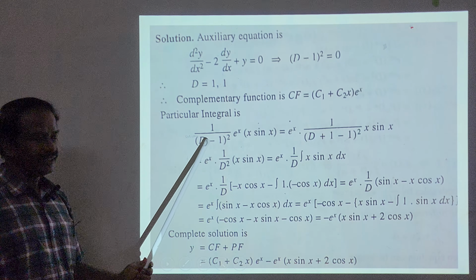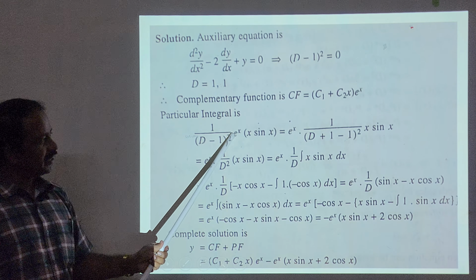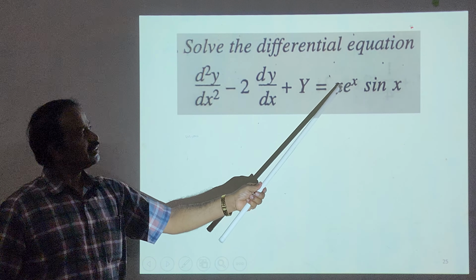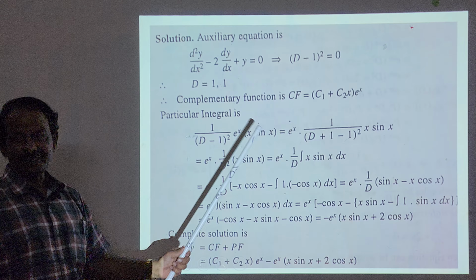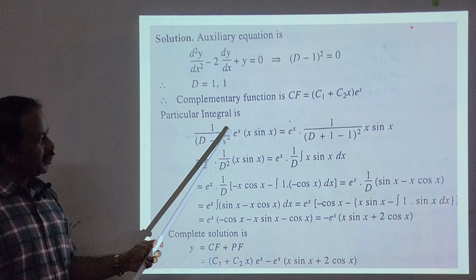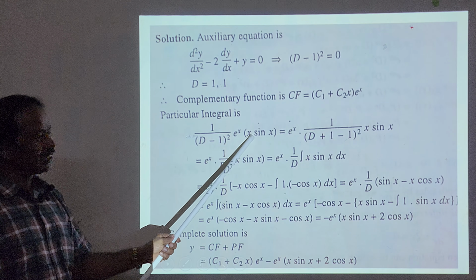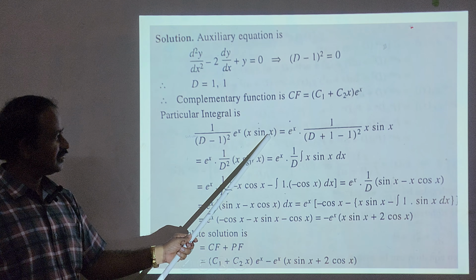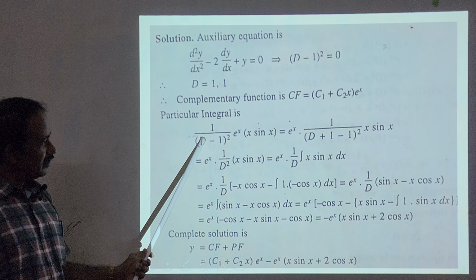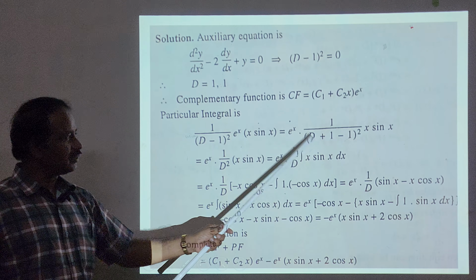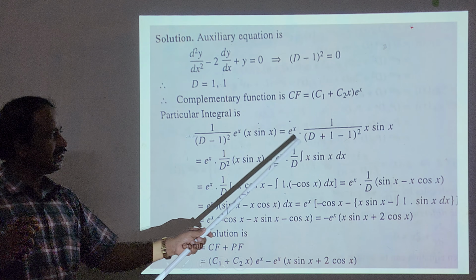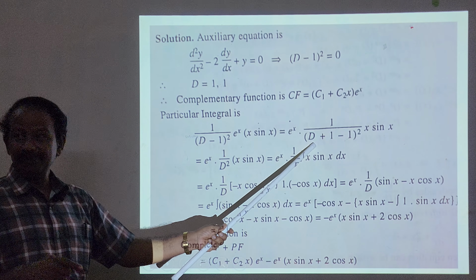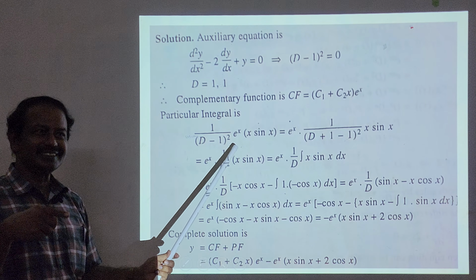So 1 divided by your auxiliary equation, x e power x sin x, correct? So you will have to write e power x sin x. Now suppose if it is involved like this, e power x sin x, then you write d plus 1 instead of d. Suppose if it is e power 2x, then you will have to write d plus 2. If it is e power minus, d minus. Okay, this is the idea.